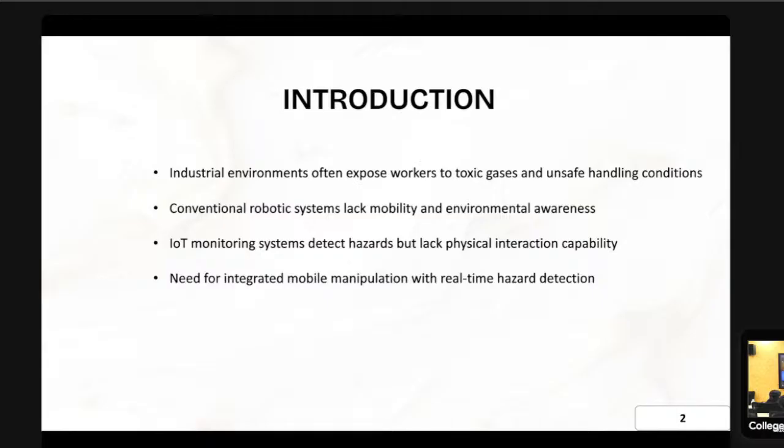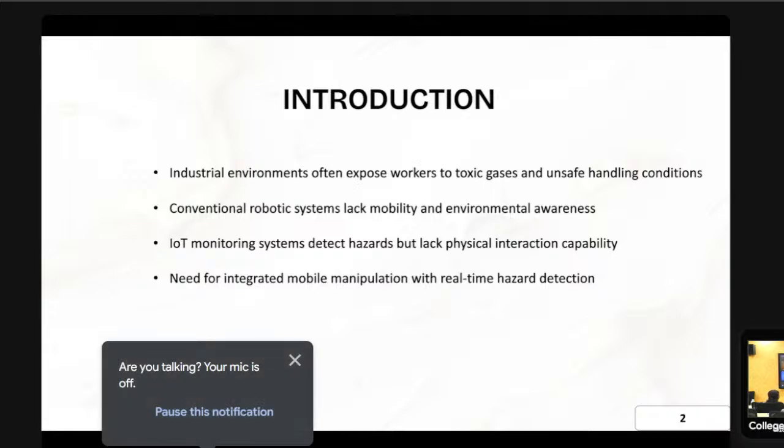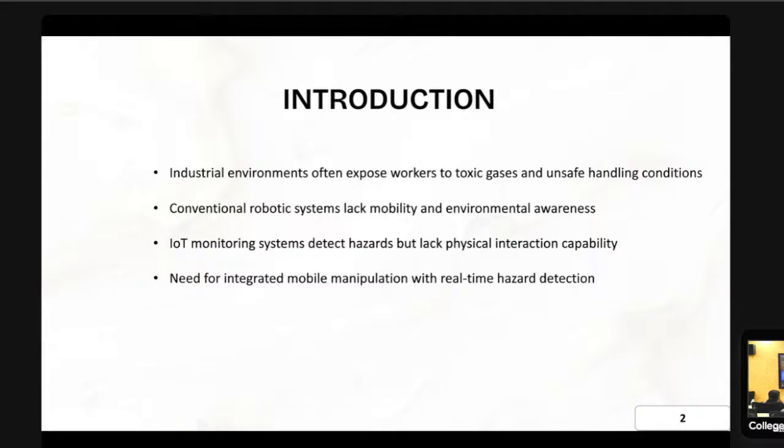As we go into the introduction, in many industrial environments such as chemical plants, gas storage facilities, and confined production units, workers are still required to manually handle objects in areas where hazardous gases may be present. Despite the advances in automation, human exposure to toxic environments remains a serious safety concern. While robotic arms assist, most of them are stationary and operate without environmental awareness. At the same time, there exists a disconnect between environmental intelligence and robotic action.